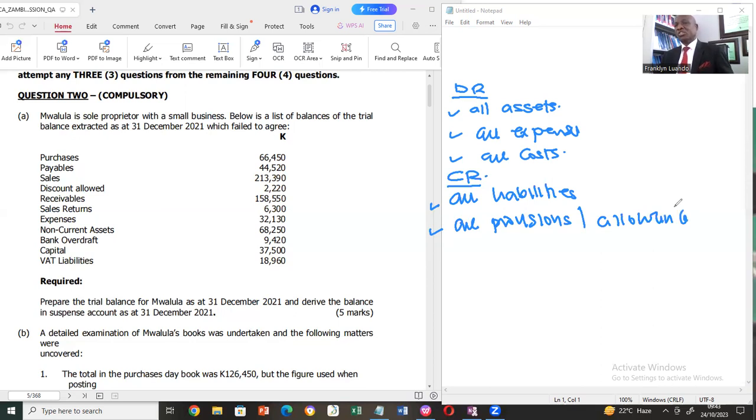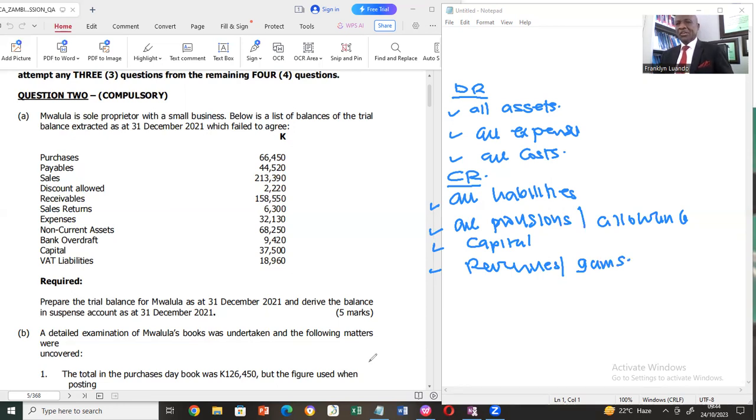Now, when we talk about provisions, normally we are referring to provision for depreciation, provision for doubtful debts, or you can use the term allowance, allowance for depreciation, allowance for doubtful debts. These are credited. Also, we have capital. Also, we have revenue, the revenues and gains.